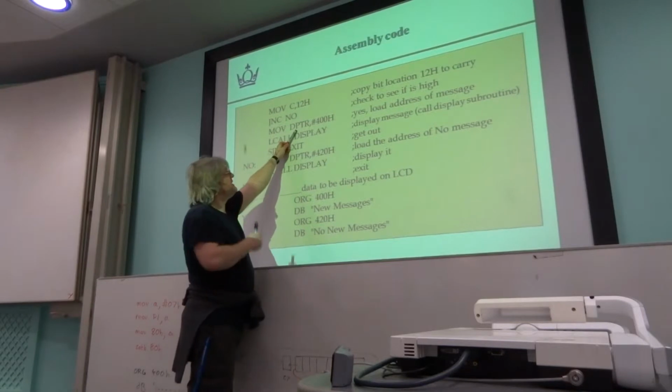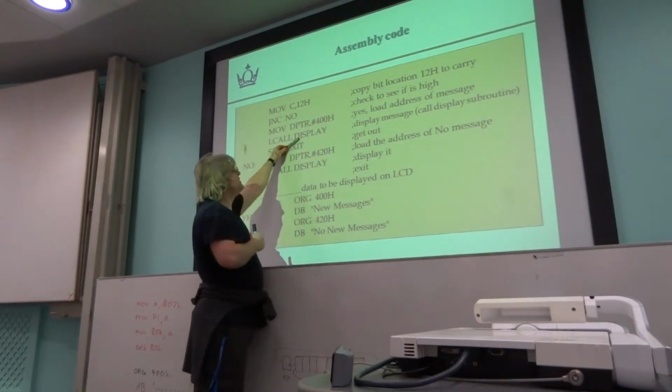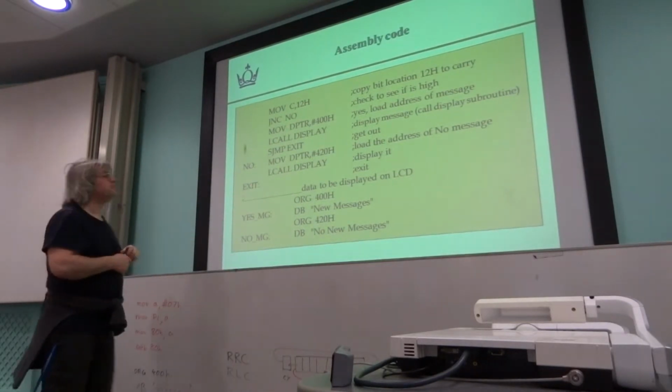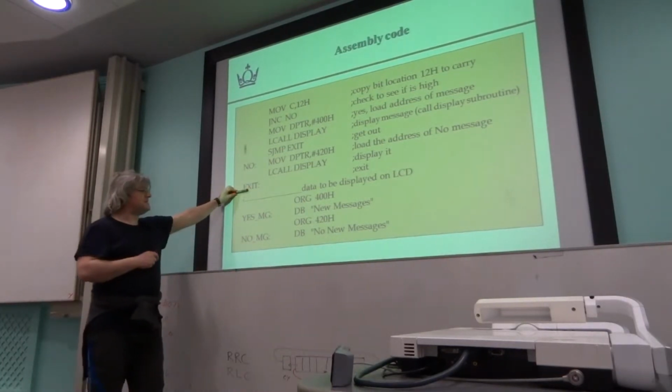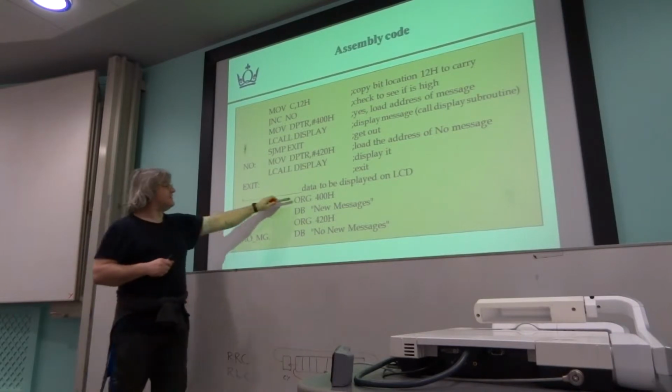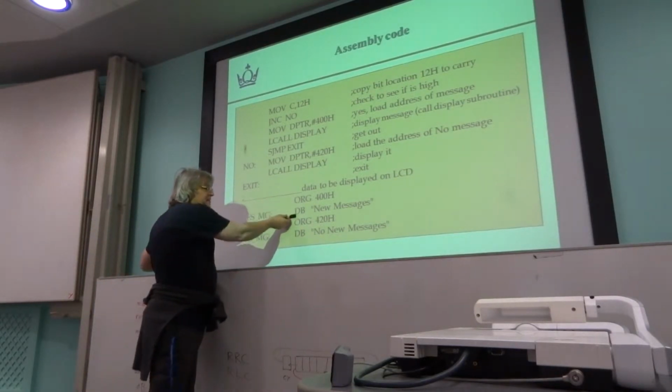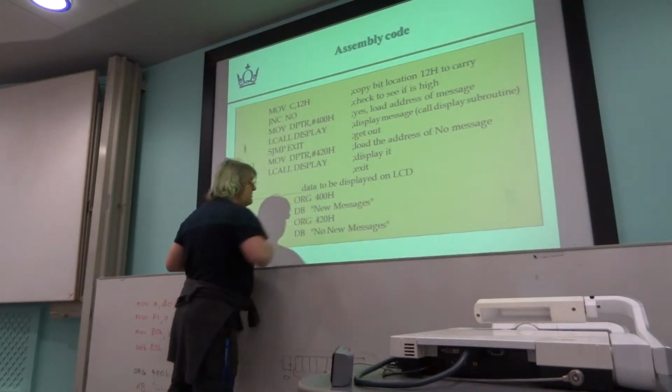So we're just pointing the data pointer at it, and then we're calling a routine to actually display those ASCII characters. And then we're just jumping down here to exit, and that's the end of that. Oh, in fact, I didn't see we had it all here. So location 400, that's the ASCII string, no messages.